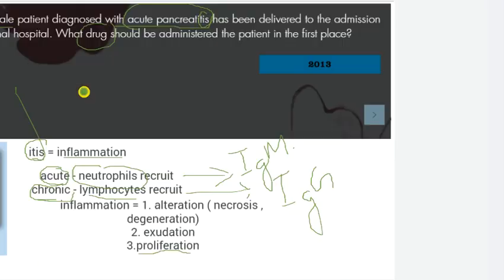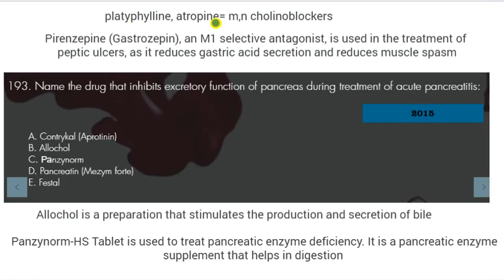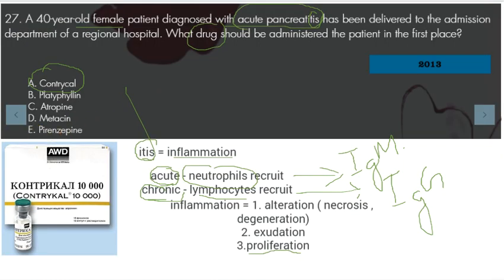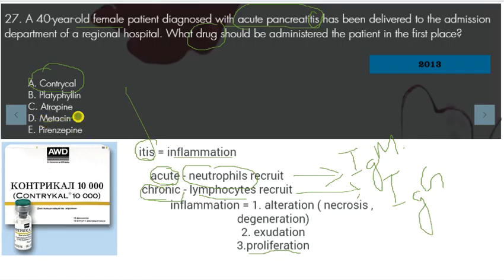Other options are platyphyllin and atropine. These are natural alkaloids, M-cholinoblockers. Pirenzepine or gastrozepine is an M1 selective antagonist. Here they mention pirenzepine. Pirenzepine or gastrozepine, an M1 selective blocker, is used in the treatment of peptic ulcer, reduces gastric acid secretion and reduces muscle spasm. And metacin, we already said that. It is an example of a non-steroidal anti-inflammatory drug.